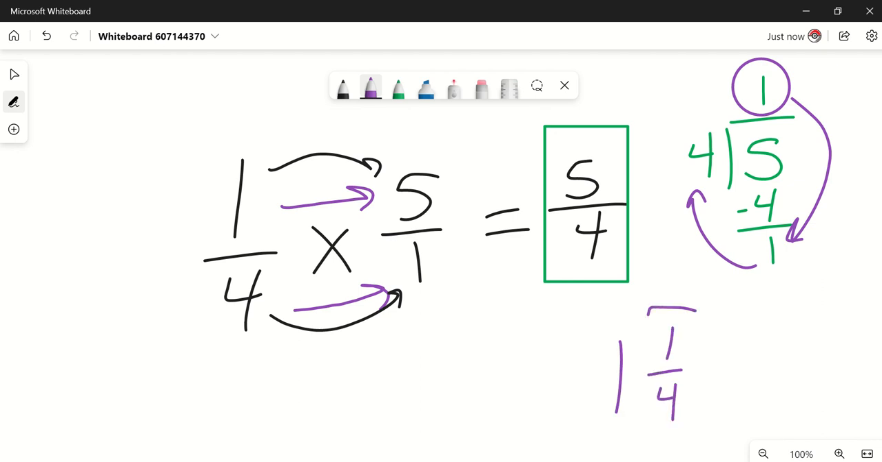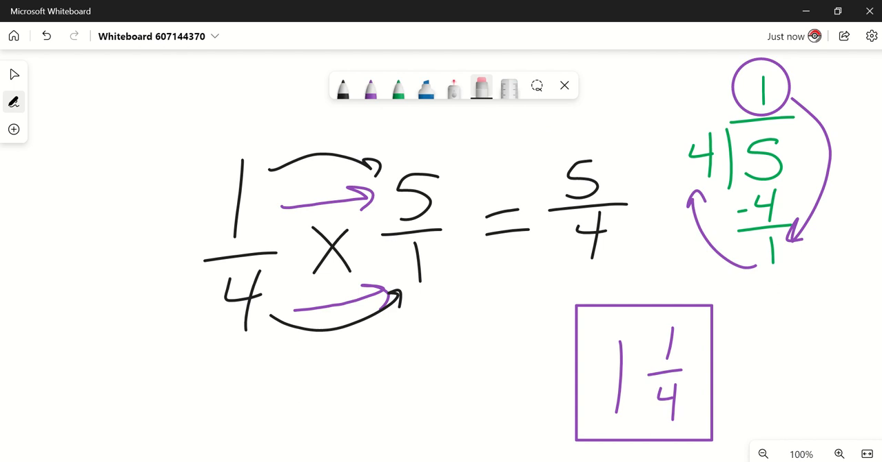And check to make sure that the fraction part is simplified. Because that numerator is 1, it's already simplified. So my answer is 1 1/4, not this.